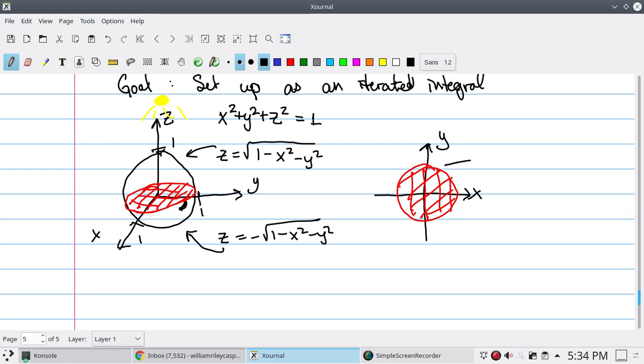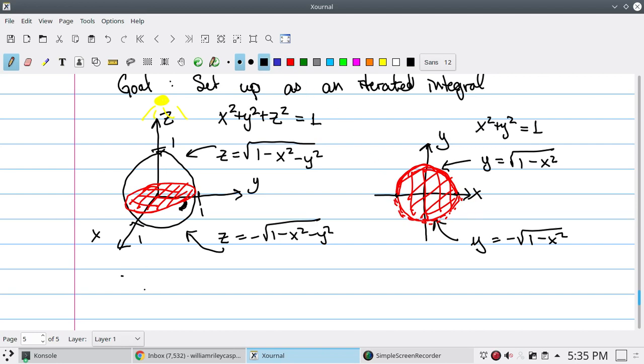Similarly, in the xy plane for that shadow, I'm going to have an upper curve and a lower curve. That circle of radius 1 in the xy plane is given by x squared plus y squared equals 1. If I solve this for y, I get y equals the square root of 1 minus x squared. Down below, of course, I get y equals minus the square root of 1 minus x squared. So these are my upper and lower curves too, this one being my upper curve, and this one being my lower curve.